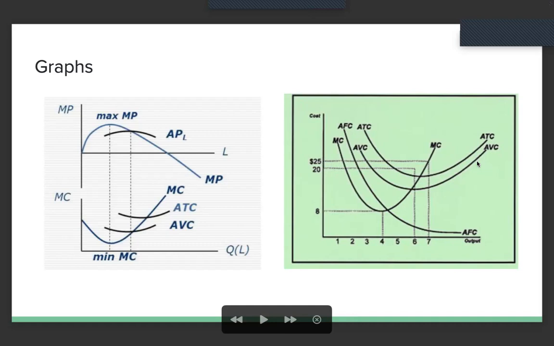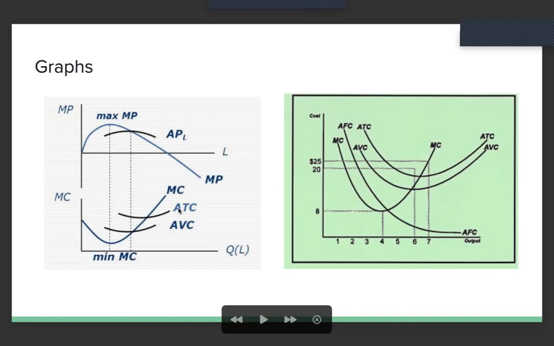And the reason for that is the difference between the two curves is just the average fixed cost, which is falling and falling, but is never going to be zero. So this gap between the two curves is going to be smaller and smaller, but they're never going to intersect, because average fixed costs are never going to be zero, even though they're going to be smaller and smaller as we increase the output.